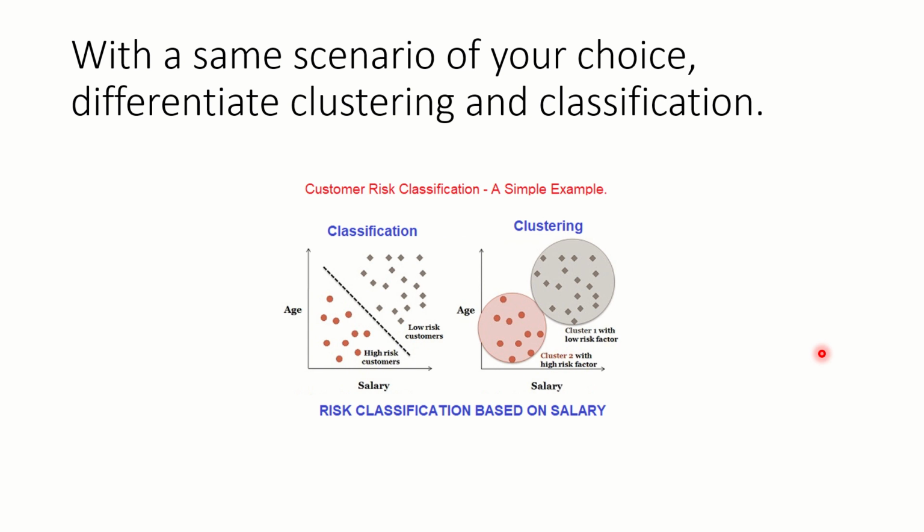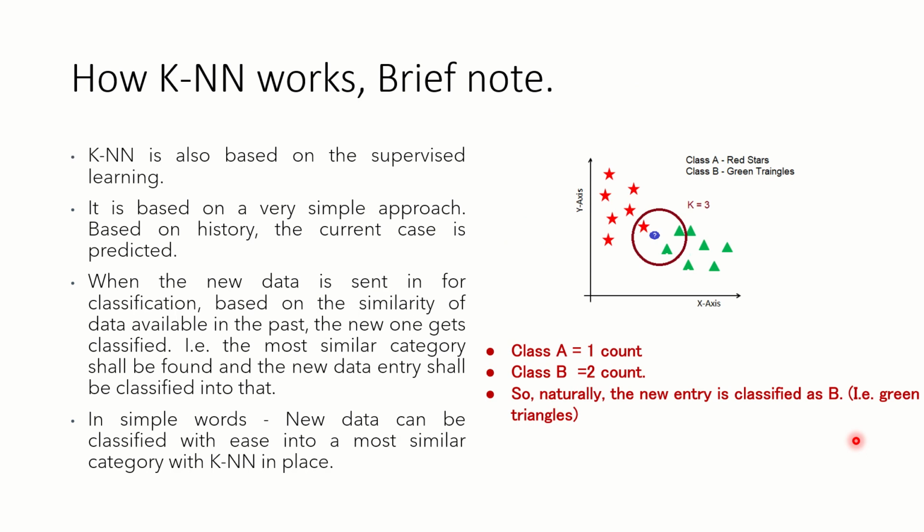With the same scenario of your choice, differentiate clustering and classification. We are taking the customer risk classification as a simple example, and when I classify, I can classify them with their age and salary inputs as low risk customers and high risk customers. You can see that here I am clustering them. I am clustering them as low risk and high risk. That's the difference. You can see that this is classification and this is clustering. So remember it, and this is a simple example that you can quote.